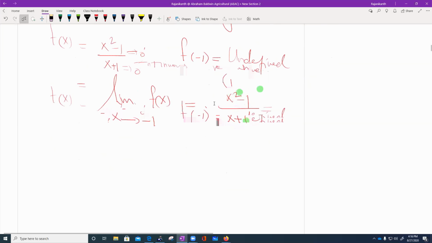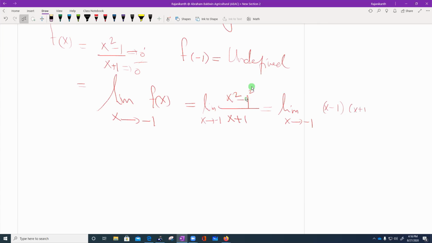So let us factorize the numerator. This is nothing but a difference of squares, so 1 means 1 squared. I forgot to put the limit here, so this is going to be the limit as x goes to -1. If you factor the numerator, it is x minus 1 times x plus 1, over the denominator, which is x plus 1. So you can cancel these two. Now when you plug in -1, the limit value is -2.